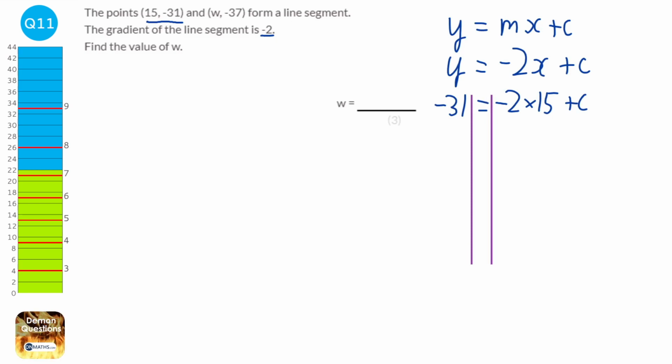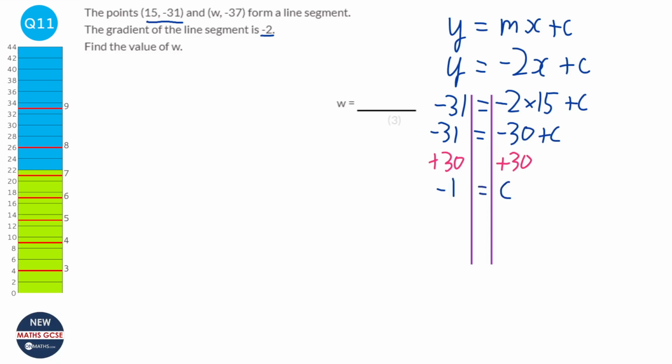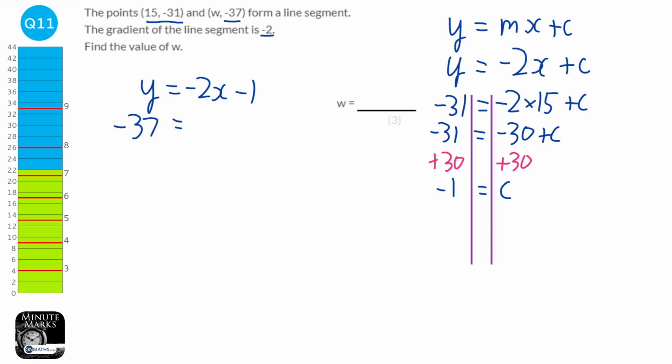So first thing I'm going to do is just tidy this up. -2 times 15 is -30, so -30 plus c. And I'm just going to add 30 to both sides to get c on its own. So that would be -1 equals c. So c is -1. So we now know that the equation is y equals -2x minus 1. And we're told that the y is -37. And we're looking for the x value, which they've called w.